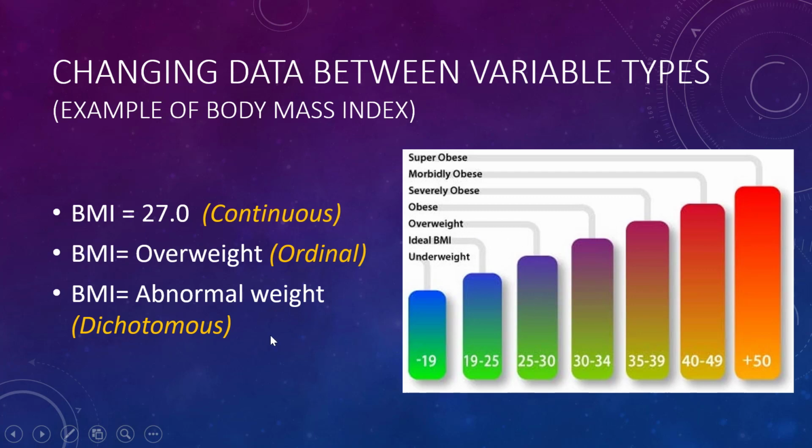We also could dichotomize the variable and say that the BMI is abnormal versus what would be an ideal or a normal BMI. And so see how the same information can be represented in different types of variables, can be represented in different ways.